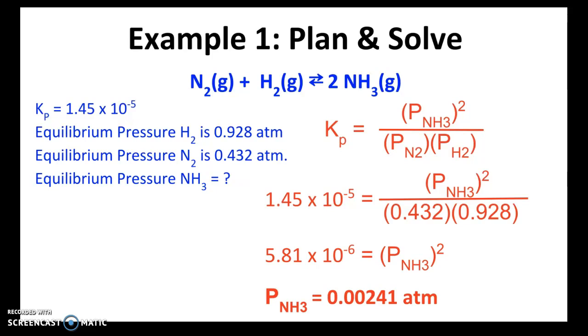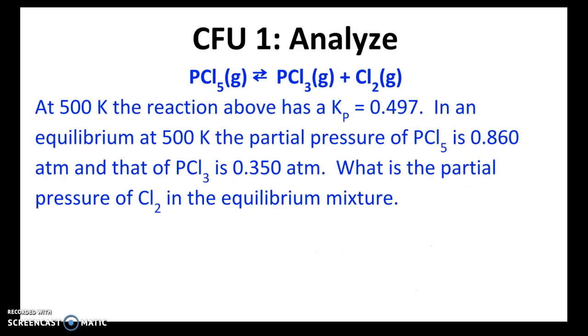All right, so you've seen this example. I want you to try it with this CFU. You want to analyze it just the way that we did before, looking for key information, write that key information out, write out your Kp expression, plug and chug, and solve. Pause the video now. When you press play again, the answer will be revealed.